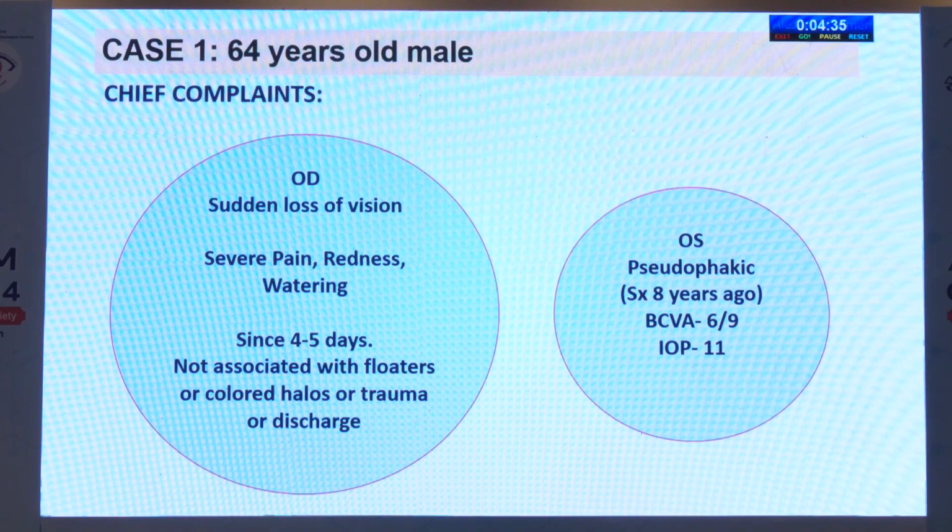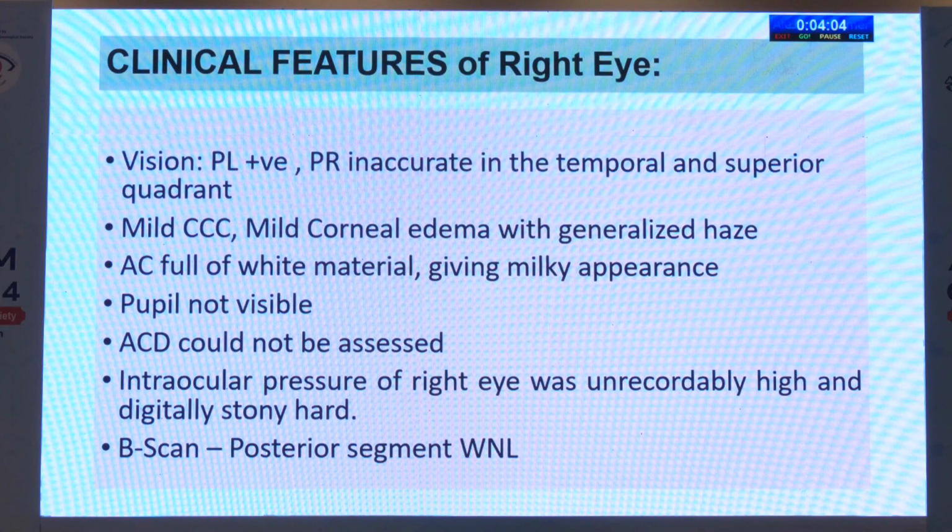I'll present three of my cases who came to me with symptoms of phacolytic glaucoma. First case is a 64 year old male. His left eye was operated 8 years ago with best corrected visual acuity of 6/9 and IOP was 11. In the right eye, he came with acute sudden loss of vision with severe pain, redness, and watering since the last 4-5 days. It was not associated with any floaters, colored halos, trauma, or discharge.